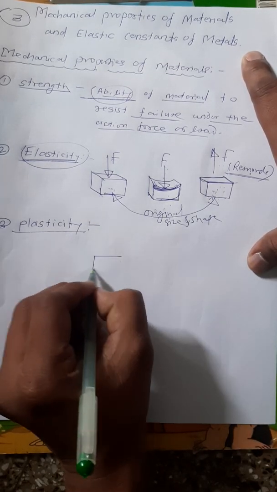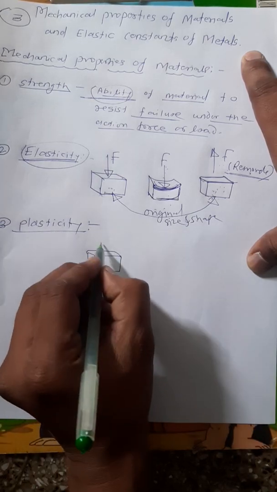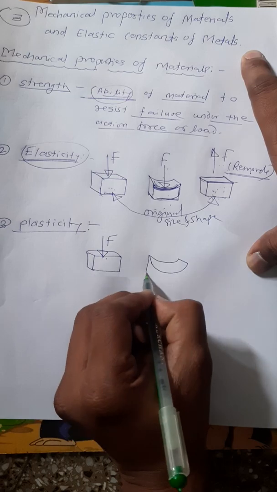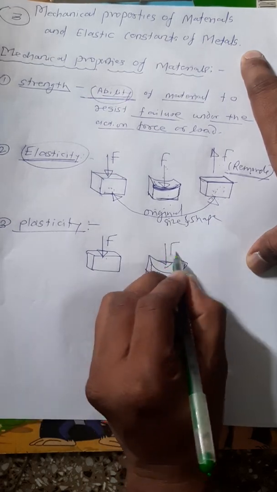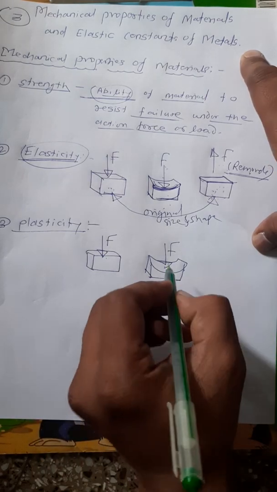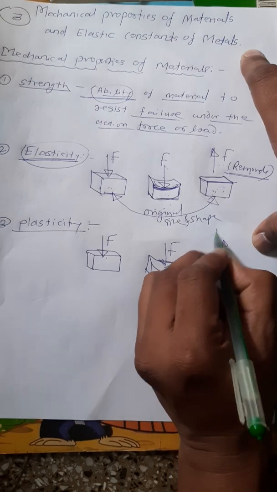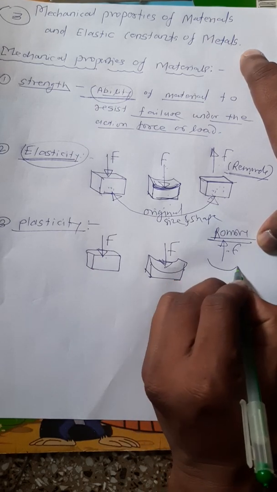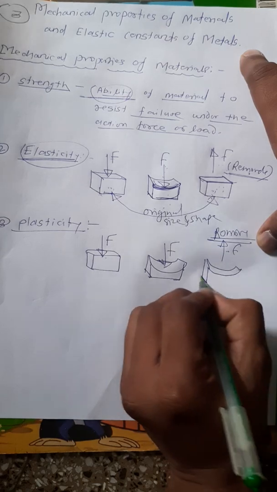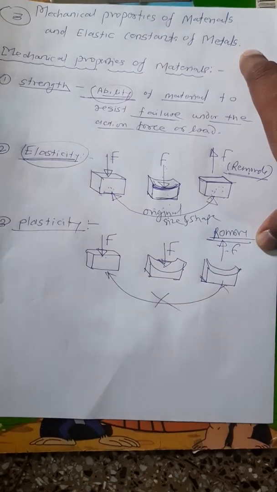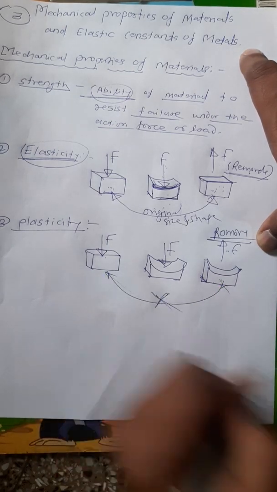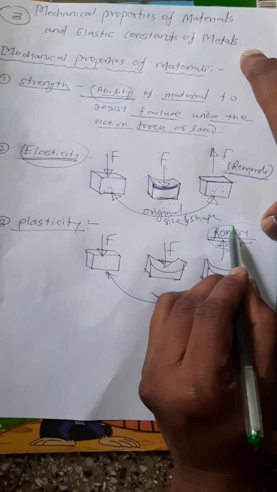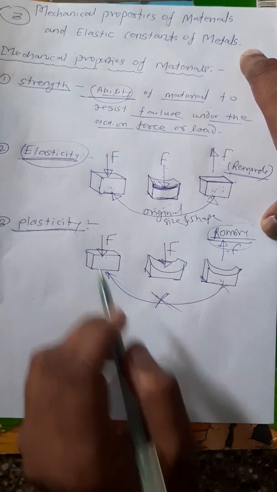Suppose again this is one part, and you are applying force. After application of this force, this part goes deformed. Now what happens after removal of this force? Suppose you remove the applied force. But this part never comes back to its original size and shape. It doesn't come back to its original size and shape after removal of force. That phenomenon is called plasticity.